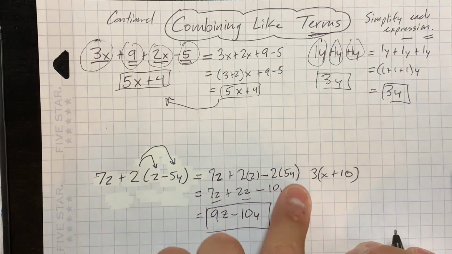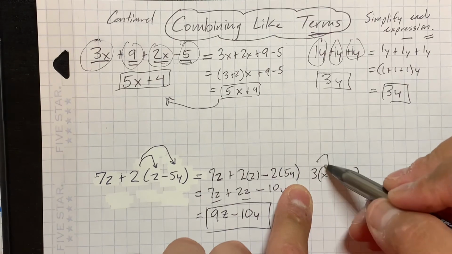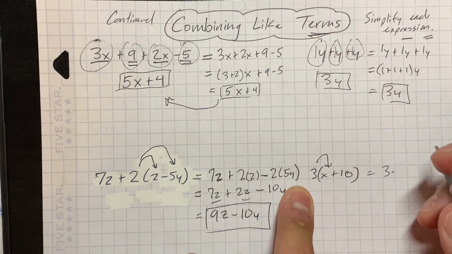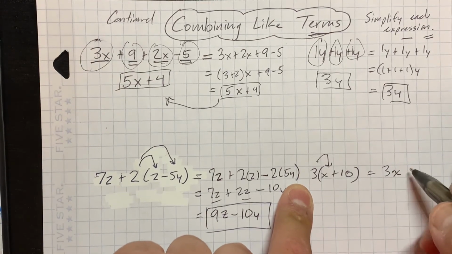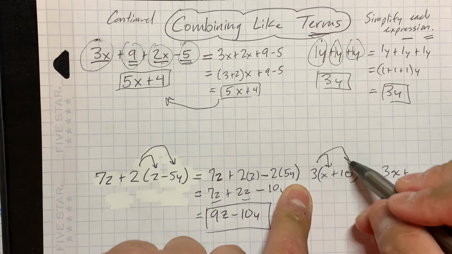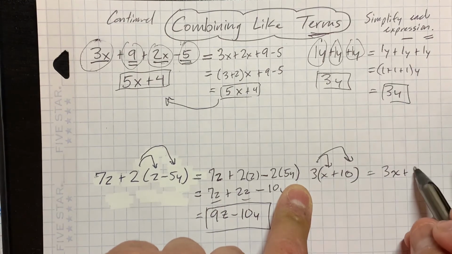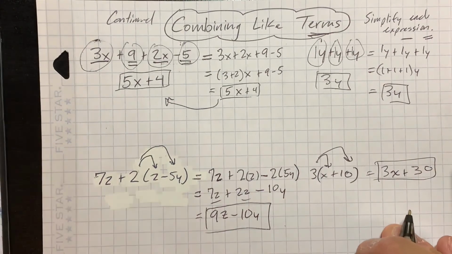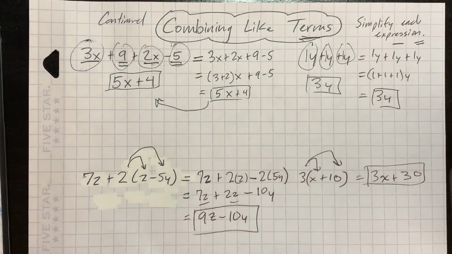Now for the last one, 3x plus 10. Again, you're going to distribute 3 times x. So that's going to be 3x plus 3 times positive 10, which is going to be 30. Can't simplify any more than that. And there you go. Just remember that in this algebraic expression, all the ones that we did, like terms are the terms that have the same variables that are raised to the same exponents. So look at the constant terms as well, because they're also like terms.